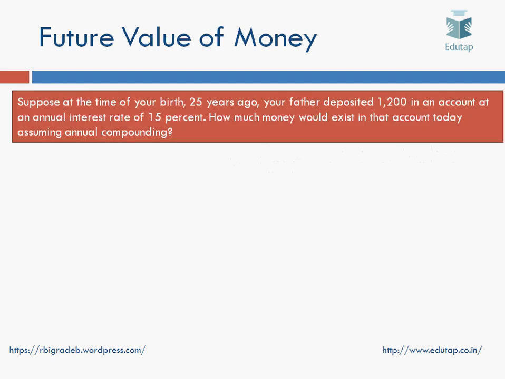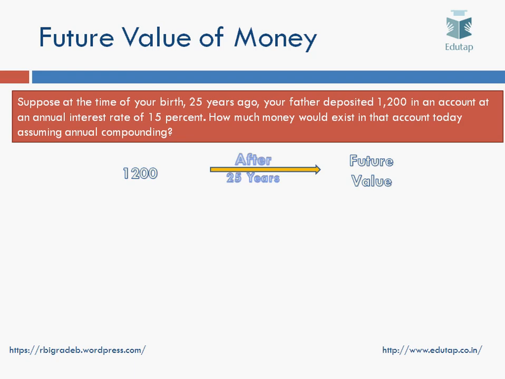Suppose at the time of your birth, that is around 25 years ago, your father deposited 1200 in an account at an annual rate of 15%. How much money would exist in that account today, assuming annual compounding? So this question is basically about the 1200 your father deposited in your account 25 years ago. The interest rate at that time was 15%. Now how much money should be in your account today, and the compounding considered in this example is annual compounding.